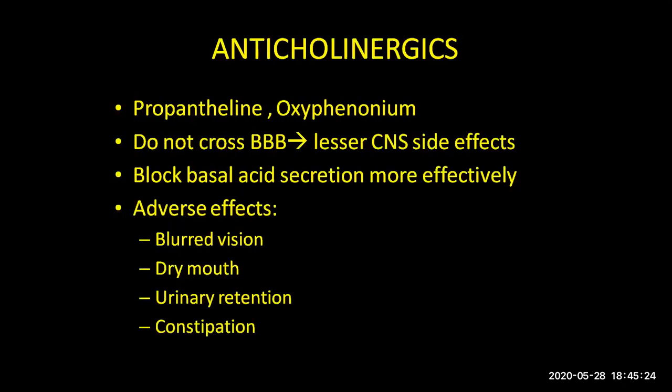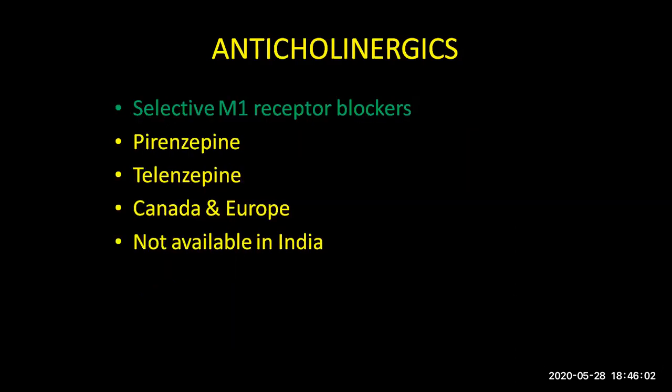Now coming to anticholinergics, you have two drugs here called propantheline and oxyphenonium. How do they act? They act by blocking the M3 muscarinic receptor in the gastric parietal cell. They do not cross the blood-brain barrier, therefore the CNS side effects are lesser. They block the basal acid secretion more than the food-induced acid secretion. But as with any other antimuscarinic, they have adverse effects such as blurred vision, dry mouth, urinary retention and constipation. Therefore, they are not as popular as H2 blockers and proton pump inhibitors.